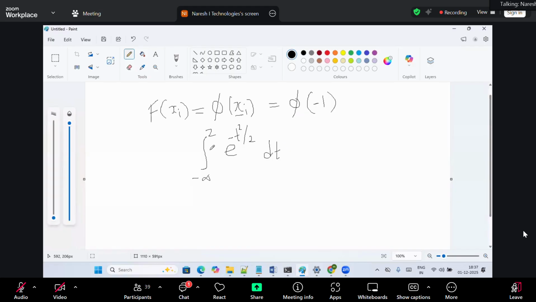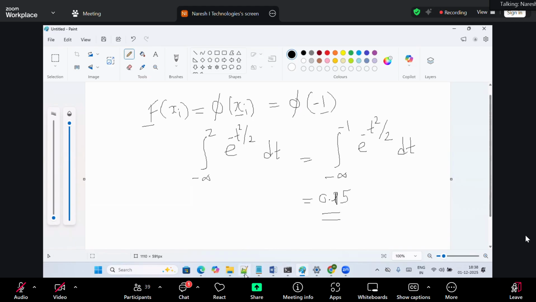This is the formula to calculate this f of xi. Now, what is the z value you got here? Minus 1. So I'm saying that from minus infinity to minus 1, you are calculating the integral of e power minus t square by 2 dt. This value, suppose you got approximately... you cannot solve this integration. It has to be solved by reduction, gamma beta reduction. So suppose you got this value as approximately 0.15.